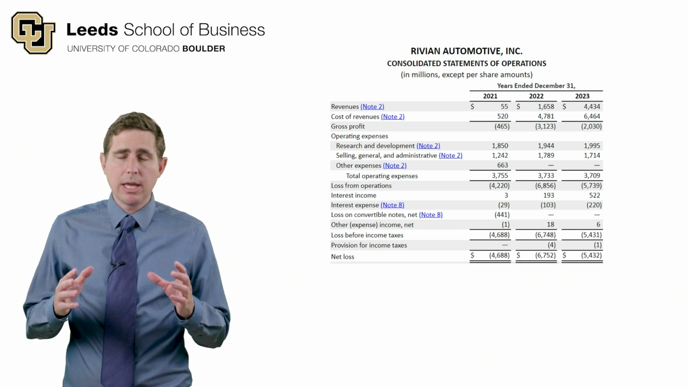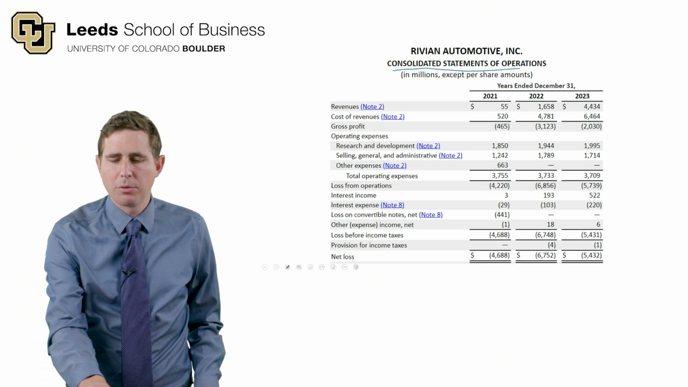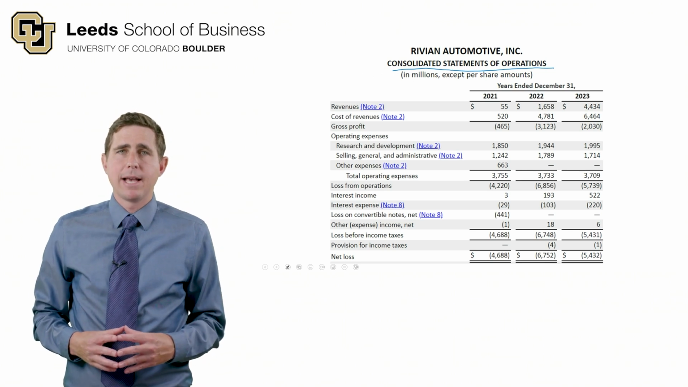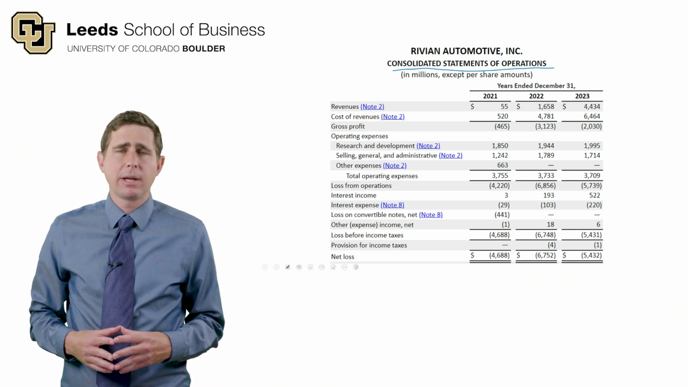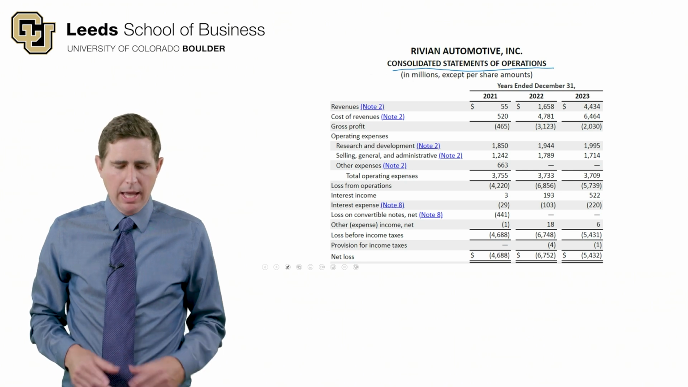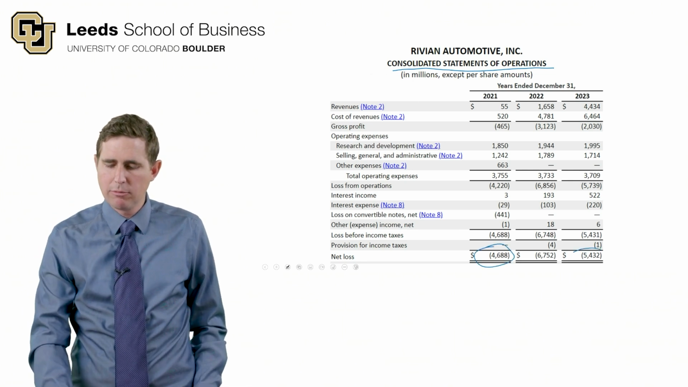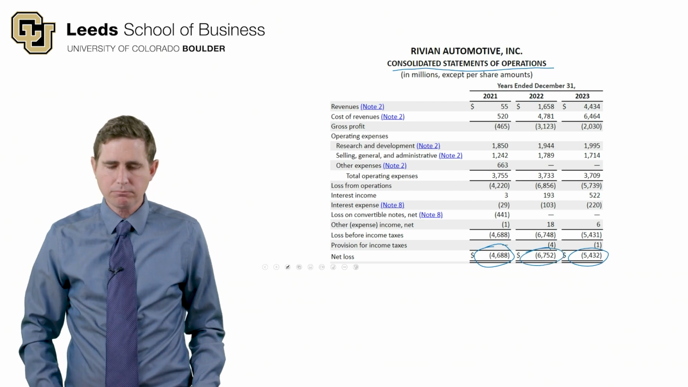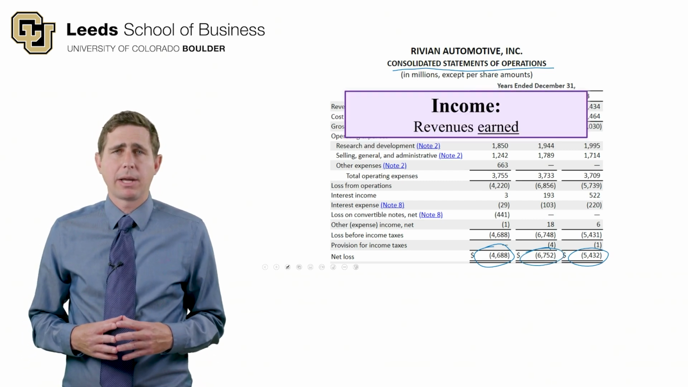So here is the income statement of Rivian. They call it their statement of operations, but I'll refer to it as an income statement. And on this income statement, they have their income accounts and their expense accounts. And when you take income minus expenses, you get down to net income, or in Rivian's case, it's a net loss. So the first type of account I want to go through with you is income accounts.